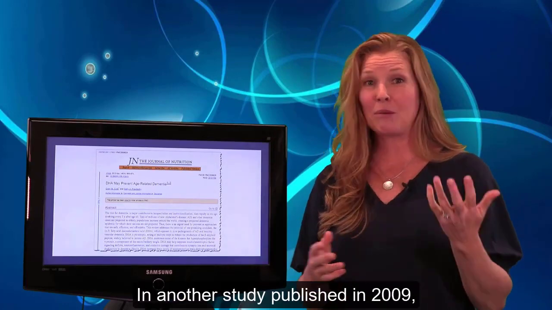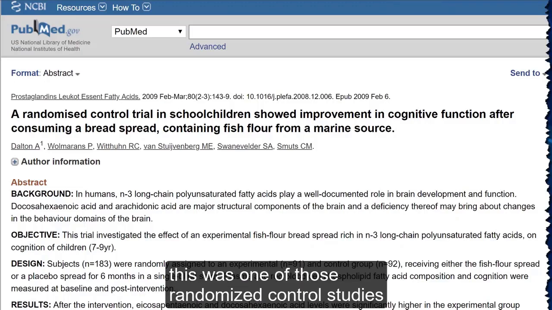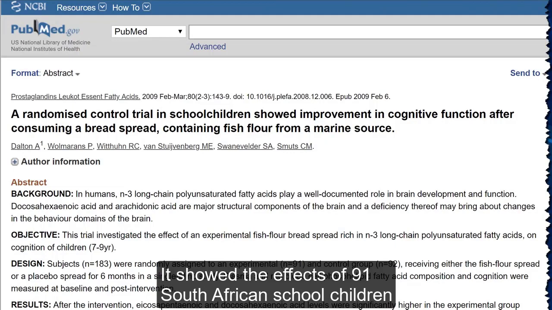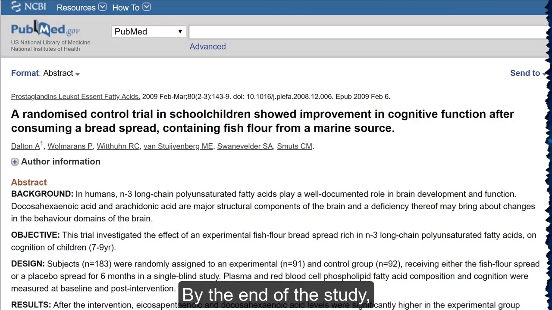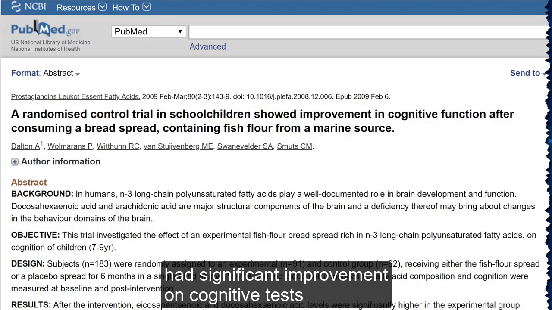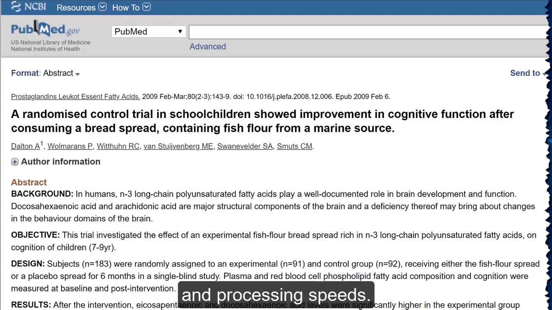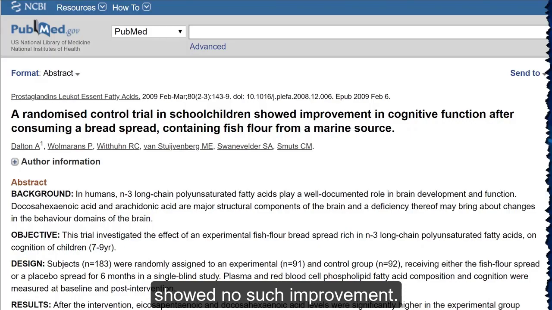In another study published in 2009, this was one of those randomized control studies that scientists love. It showed the effects on 91 South African school children who for 6 months ate a bread spread enriched with DHA. By the end of the study, the children who showed higher blood levels of DHA had significant improvement on cognitive tests and the tests that measured short-term memory and processing speeds. The other students that took the placebo showed no such improvement.